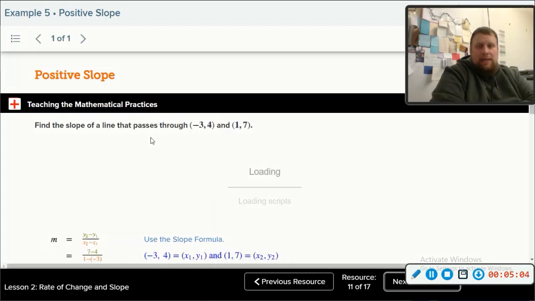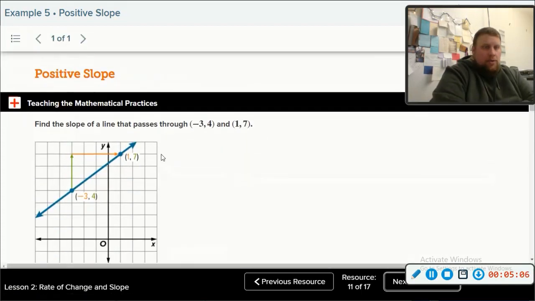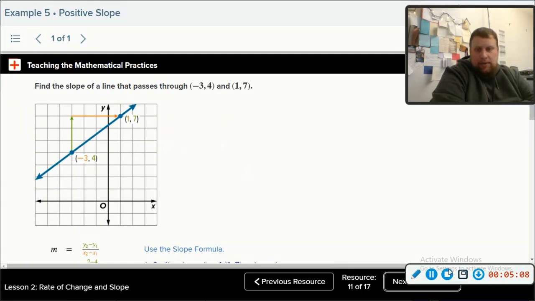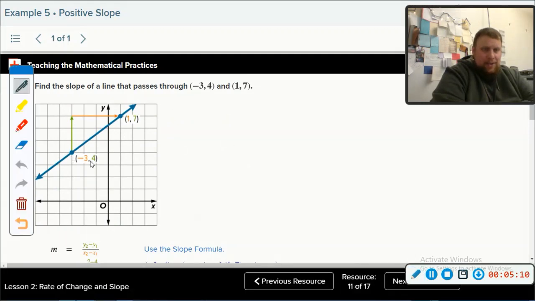Now we're going to talk about positive slope. So I want to look at this right here. Without even paying attention to these, let's just look at the grid marks. I'm going up 1, 2, 3. So that's 3 up. And I'm going to the right 1, 2, 3, 4. That is a rise of 3, a run of 4.